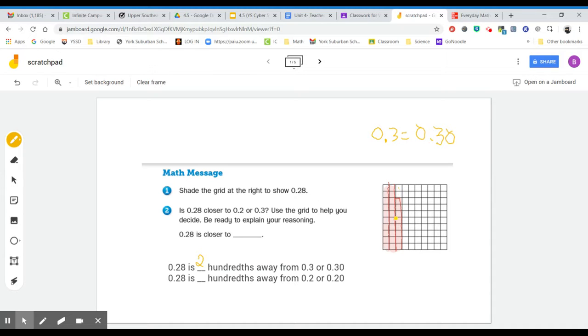Now let's take a look, see how close 28 hundredths is to 2 tenths. If I want to do 2 tenths, what that means is I take away these shaded squares in this column, which is the hundredths column. So ask yourself, how many hundredths would I need to take away to get to 2 tenths? Well, we have 8. 1, 2, 3, 4, 5, 6, 7, 8. I'll need to take away 8 hundredths to get to 2 tenths.